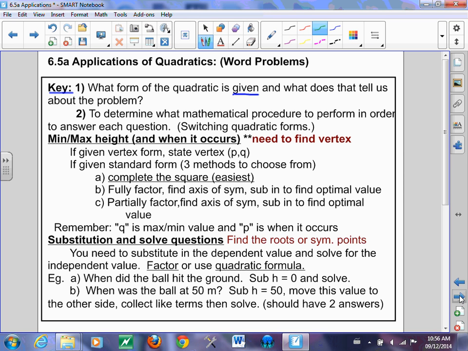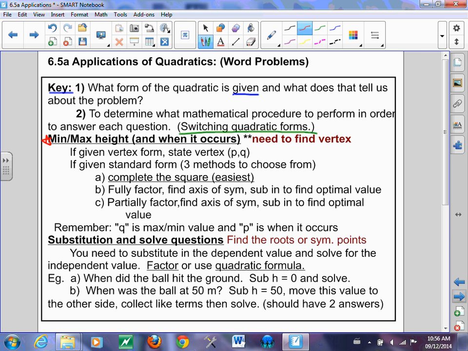We have to figure out which equation we need to switch to in order to answer the question, so what mathematical procedure to perform for each question. We're going to be switching quadratic forms, and when we do that, there's one of two things we're going to be doing.